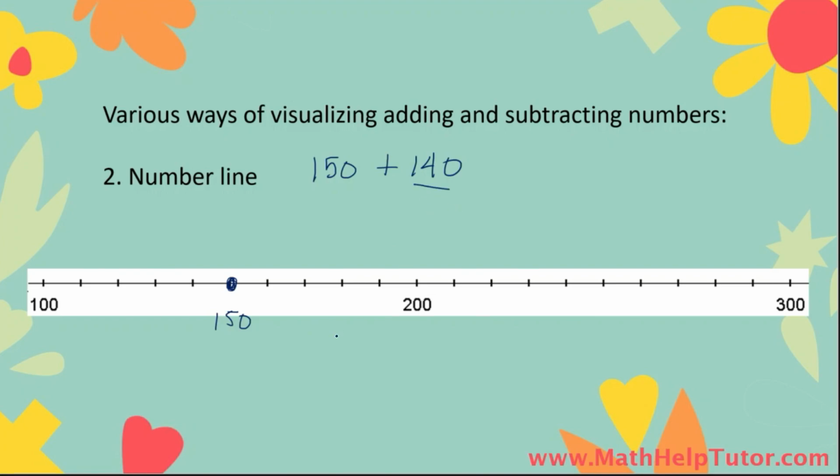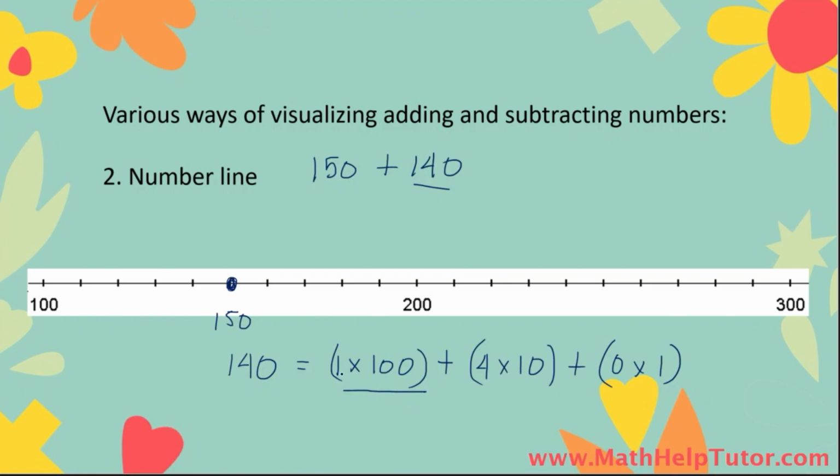Now, what we can do is we can draw what we call jumps so that it's easier for us to count the result of 150 plus 140. So let's write the expanded form of 140, which is 100 plus 4 tens plus 0 ones. And then we can jump by place. So let's jump by 100s first. There's 100. So let's jump by 100. Okay, this is 10, 20, 30, 40, 50, 60, 70, 80, 90, 100. So plus 100 is over here.